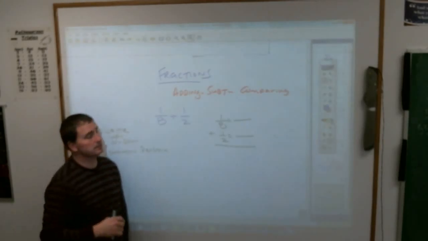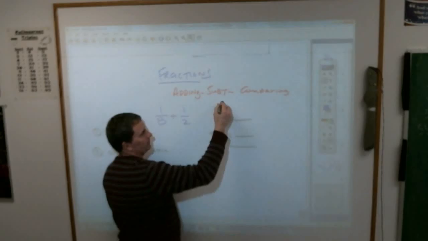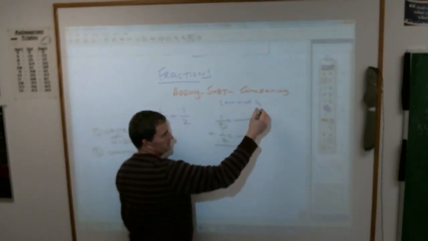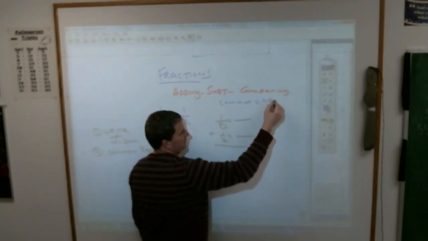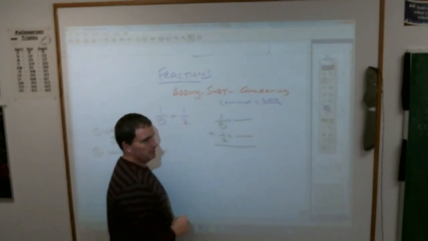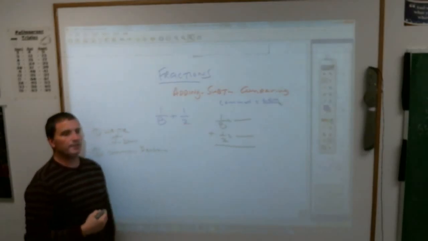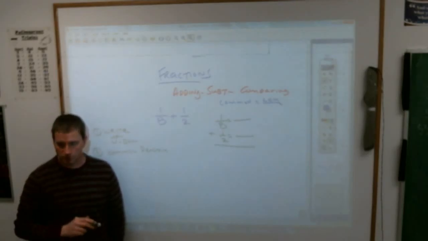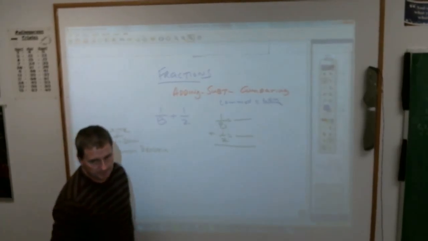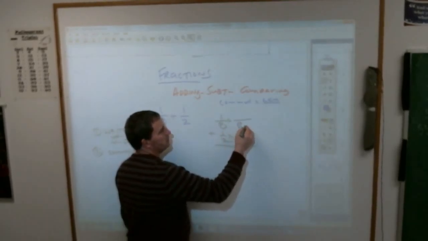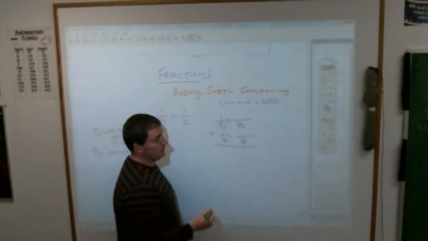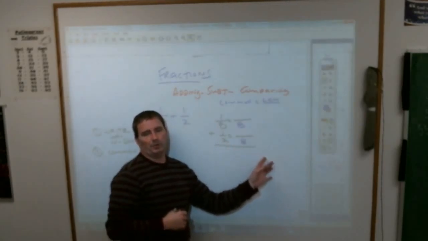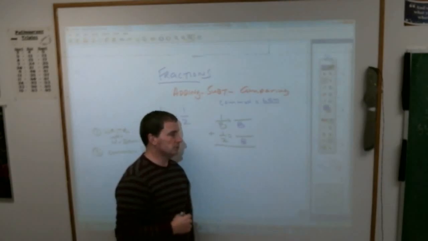And in our world, the common denominator, children, should always be the least common multiple. What is the least common multiple of 2 and 8? What is the smallest thing that both 2 and 8 will go into? What number is that, Elijah? 8. Now, you could use 16, you could use 24, and it'll still work. It just means in the end you're going to have to do a lot more reducing than we'll have to do if we just use 8.